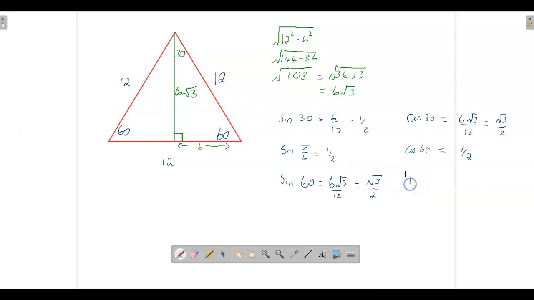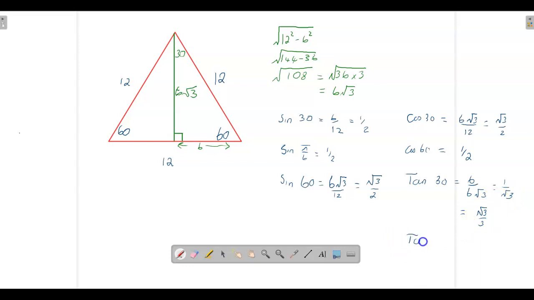What about the tan? Tan 30. Let's go to the 30 angle. Tan is opposite divided by adjacent. So this is 6, opposite, divided by 6 root 3. Now the 6s can cancel off and we have 1 over root 3. You may see that written as root 3 over 3. These two are the same thing.